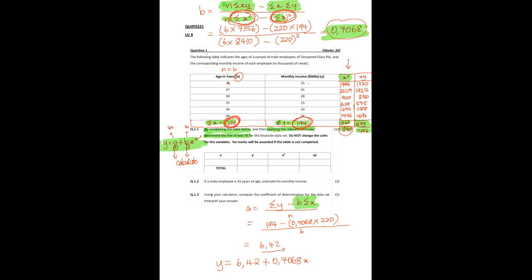Okay, so that is your answer for question 1.1, complete with the table done at the top. We now calculated A and B, and we put that into the linear regression equation. Okay, so any questions from your end on that one?